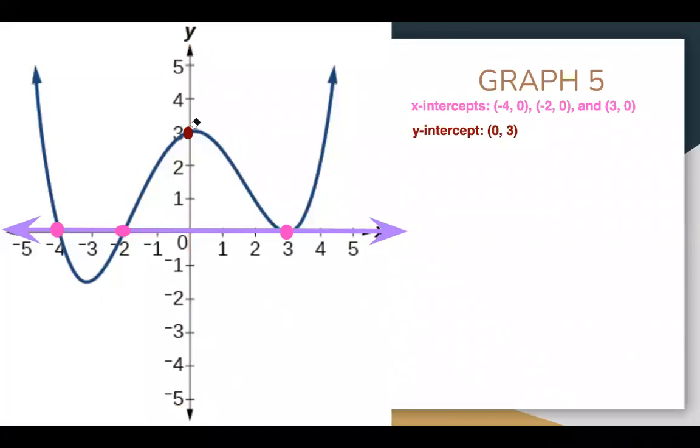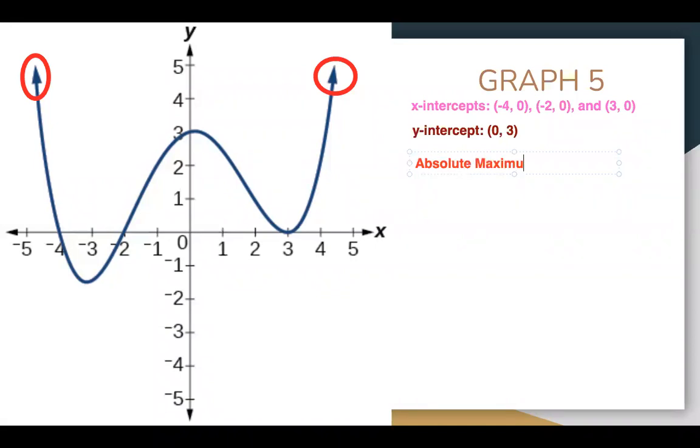Moving over to our absolute maximums and minimums. Anytime I have a graph with an arrow, I want to take a look at that because that's going to affect my maxes and my mins. I've got 2 arrows pointing up towards positive infinity. That means I have no absolute maximum, because arrows pointing up towards infinity.